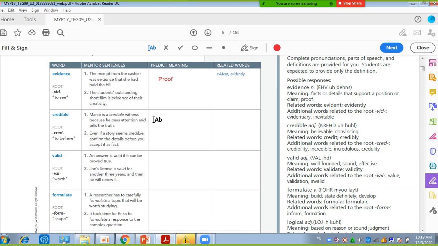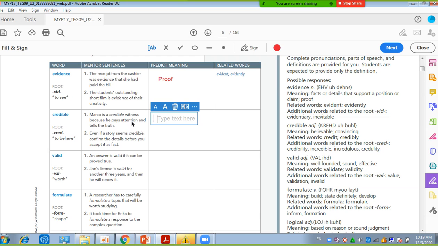Okay, let's go to the next one. Credible. Credible. Marco is a credible witness because he pays attention and tells the truth. Second example, even if a story seems credible, confirm the details before you accept it as a fact. Let's think about Marco. Marco is a credible witness. It means that, why? Because he tells the truth. So you should believe him. You should trust him.